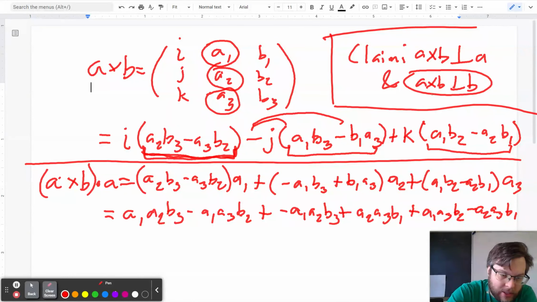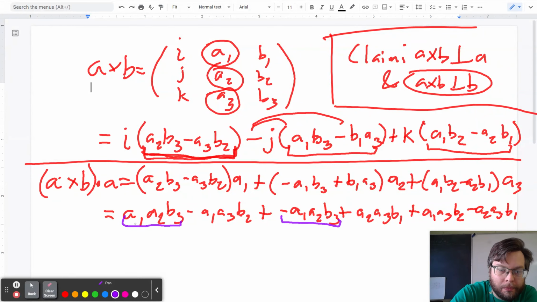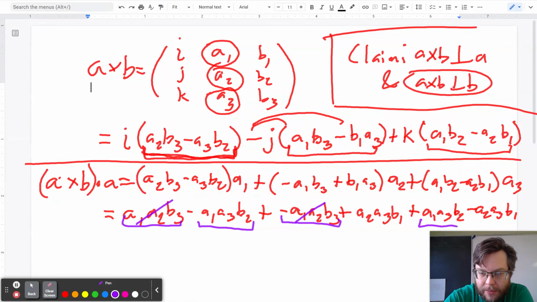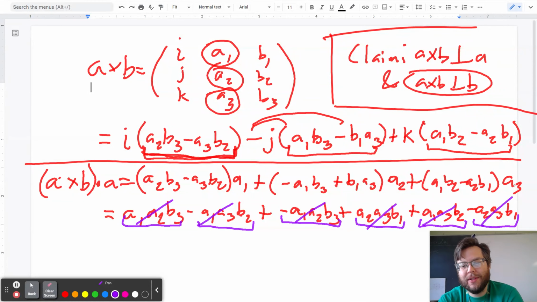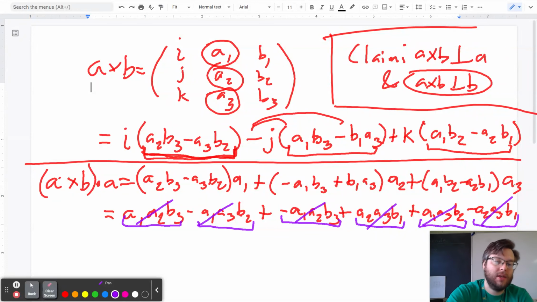All right, let's look. Here's an A1A2B3. Here's an A1A2B3. Positive, negative. Next, I've got an A1A3B2. Here's an A1A3B2. Positive, negative. Last, I've got A2A3B1. Here's an A2A3B1. Positive, negative. I hope you can see how the exact same proof would work, replacing the A1, A2, and A3 with B1, B2, and B3. It works exactly the same.